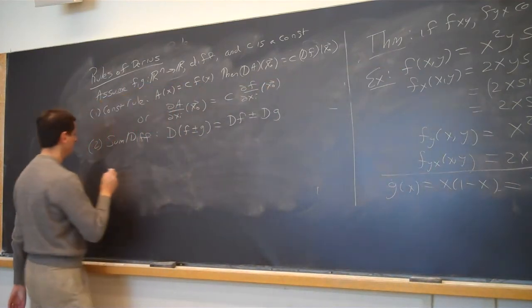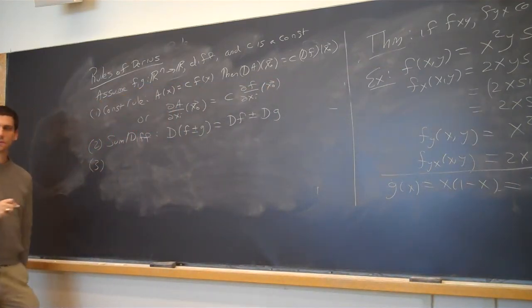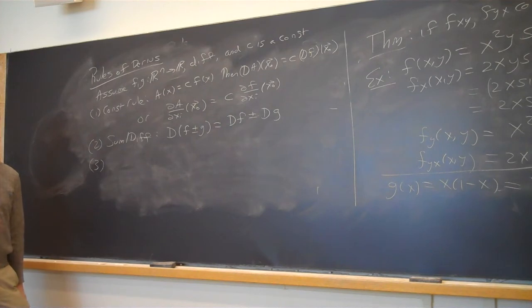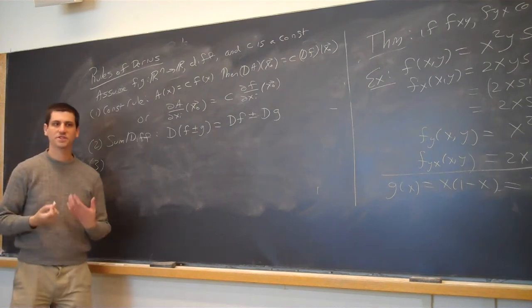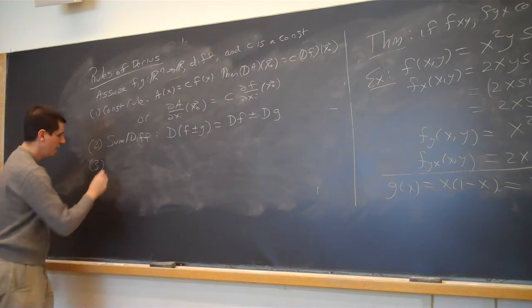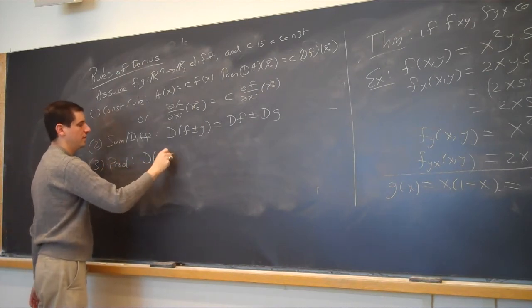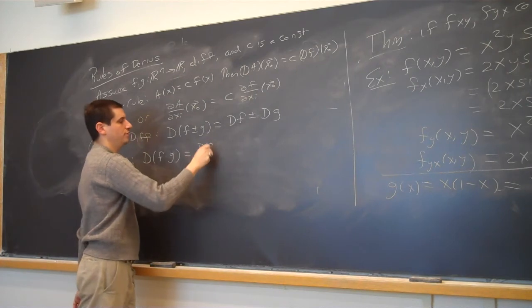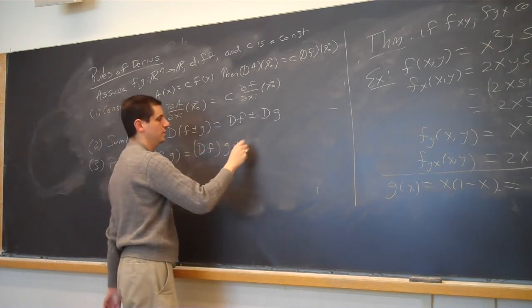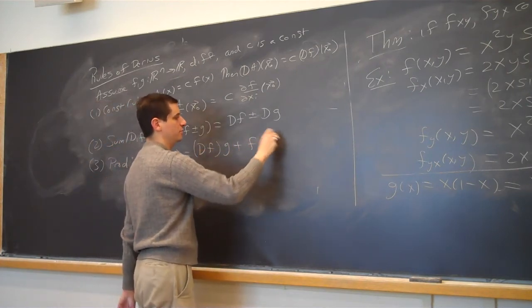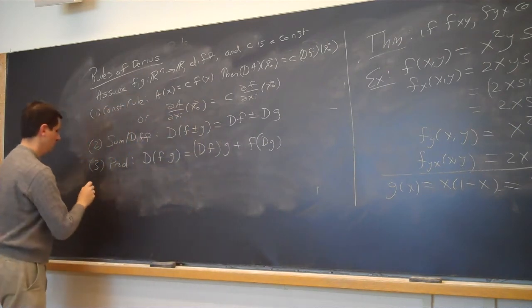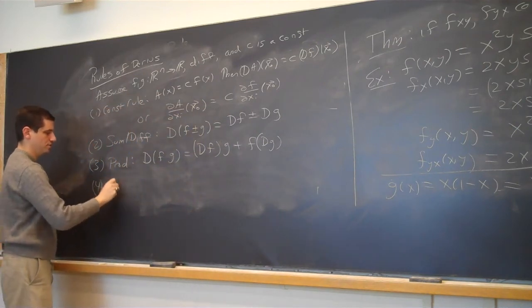All right, after sum difference, what comes next? What comes after sum difference? Product. And I'll do product and quotient differently. The product: the derivative of f times g is the derivative of f times g plus f times the derivative of g. And the final one is the quotient.